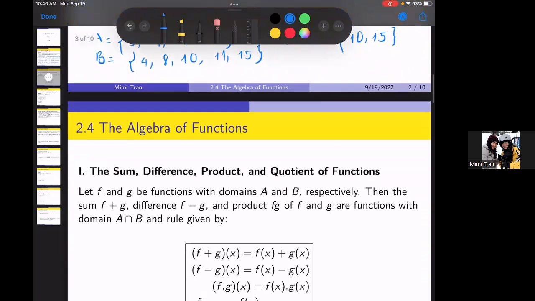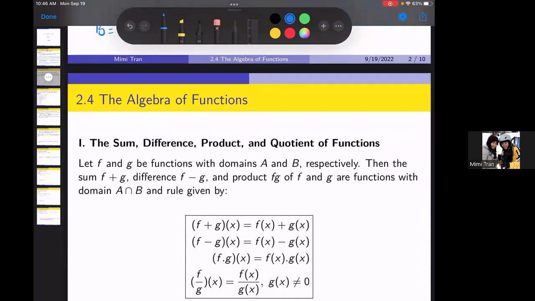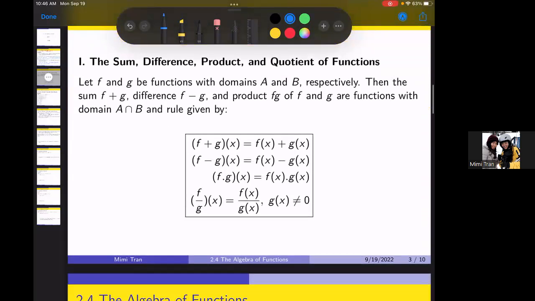All right, the sum, difference, product, and quotient of functions. I have a function f and a function g, two functions. I'm gonna denote the domain of f as A and the domain of g as B, respectively. Then I can add two functions together, subtract two functions, multiply two functions. And the domain of f and g, when you combine them, is going to be A intersection B.